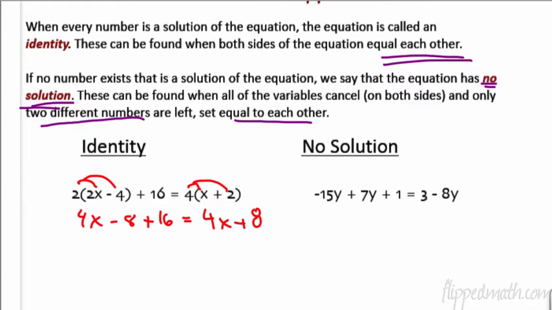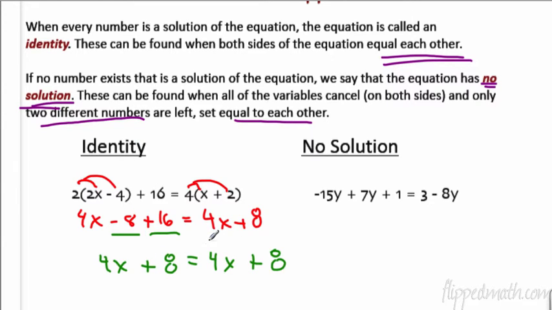So now it's a matter of combining like terms. So I'm going to combine the negative 8 and the positive 16. And that's basically all we have right there. So we're going to get 4x plus 8 equals 4x plus 8. Okay, now, if you notice that these are exactly the same, you can stop right there and say identity. Because look, they're the same.